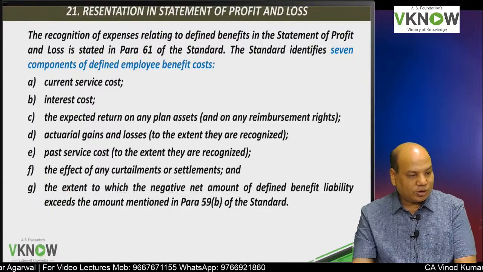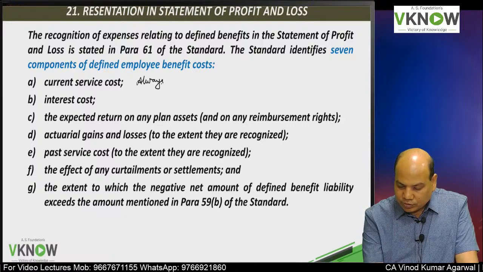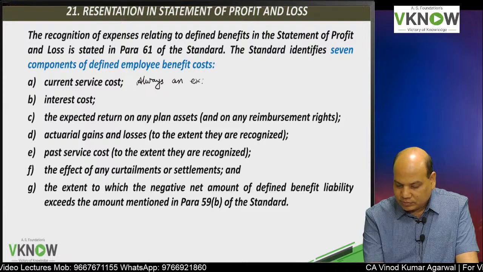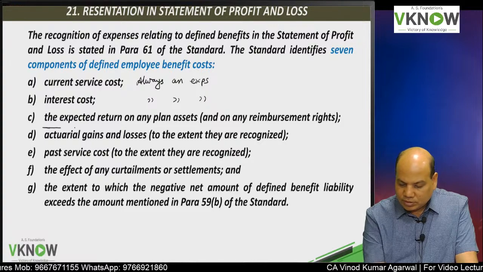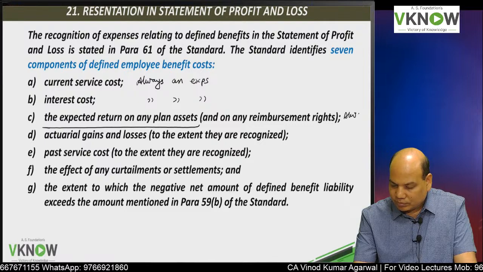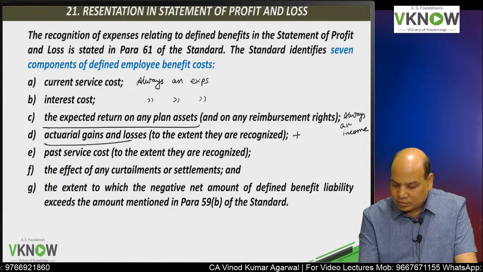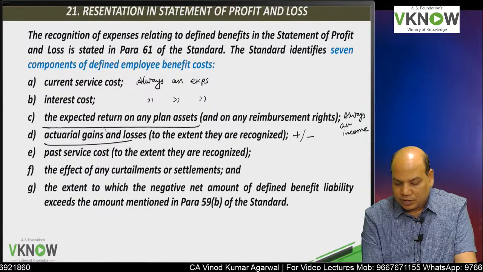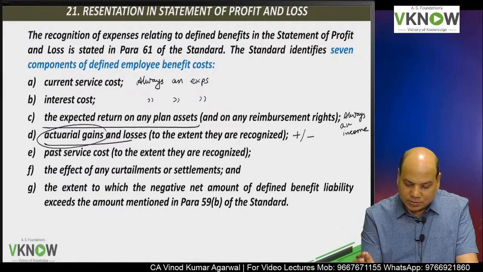Now I am going to tell you something interesting. Current service cost is always an expense. Interest is always an expense. Expected return on plan asset is always an income because it's a return gain. Actuarial gain or loss can be plus or minus because if it is gain, it is an income. If it is a loss, it's an expense.